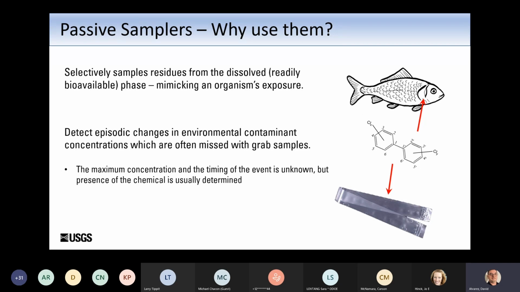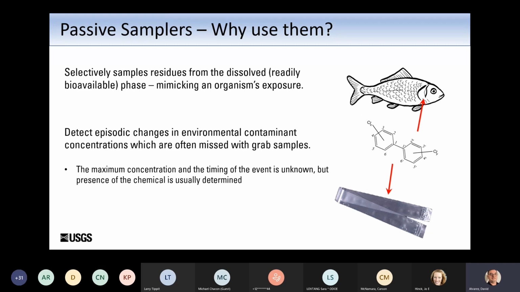A popular advantage is that since these samplers are deployed in an environment over prolonged durations, it increases the possibility of capturing episodic events such as a spill or stormwater runoff event that may be missed if you're just doing routine, instantaneous type of sampling, such as grab sampling. This is especially important when you're sampling in remote locations where getting to a site quickly to capture an event could be difficult.